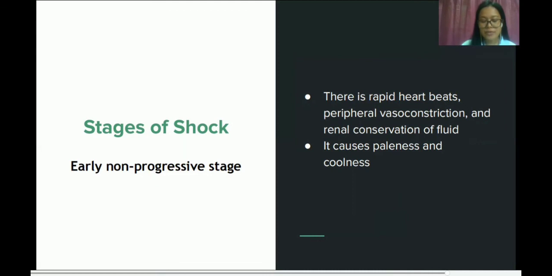So shock passes through three general stages. For the first stage, we have the early non-progressive stage. During this stage, various neurohumoral mechanisms maintain cardiac output and blood pressure. It causes rapid heartbeats, peripheral vasoconstriction, and renal conservation of fluid. Cutaneous constriction is the one responsible for the coolness and paleness in the skin of people who are in shock.